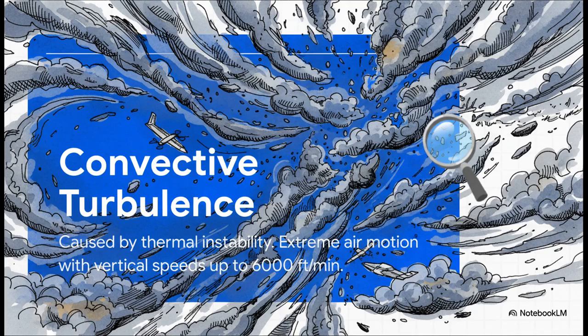To memorize the threats we face up there, just remember the acronym COSU: convective, orographic, wake, and clear air. First up is the C in our COSU mnemonic, convective turbulence. This is caused by thermal instability in the atmosphere. What's absolutely crucial to understand here is the sheer violent force this places on the aircraft. We are talking about extreme air motion with vertical speeds rocketing up to 6,000 feet per minute. It's an incredible amount of vertical force that demands total respect.